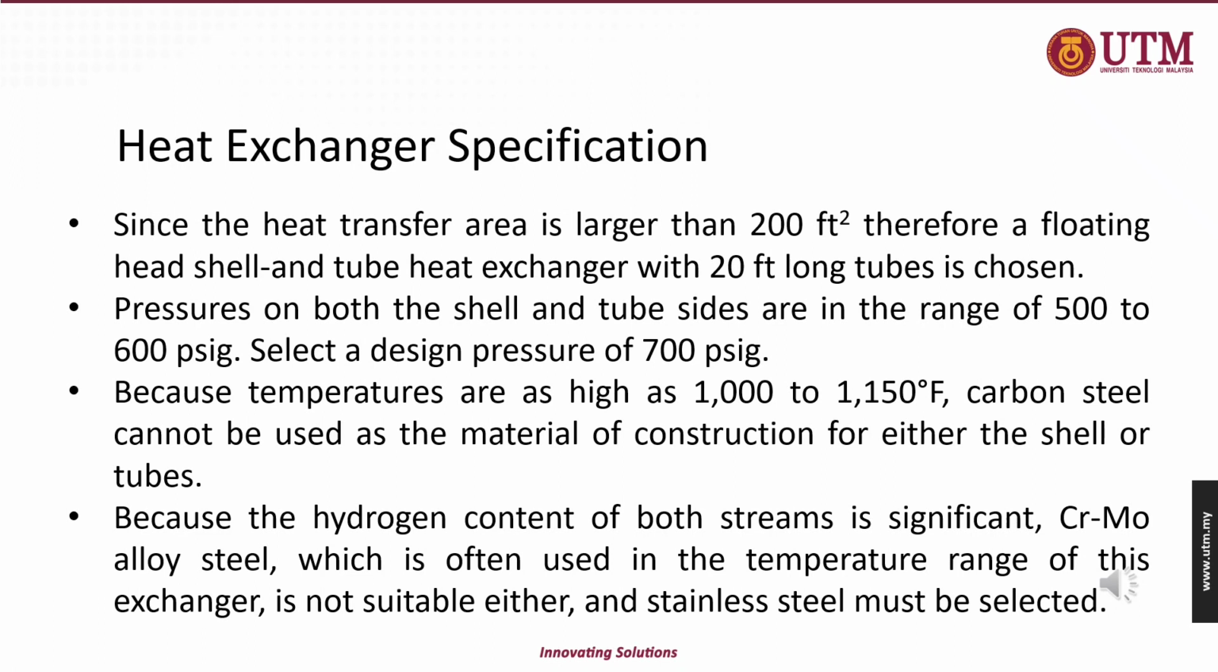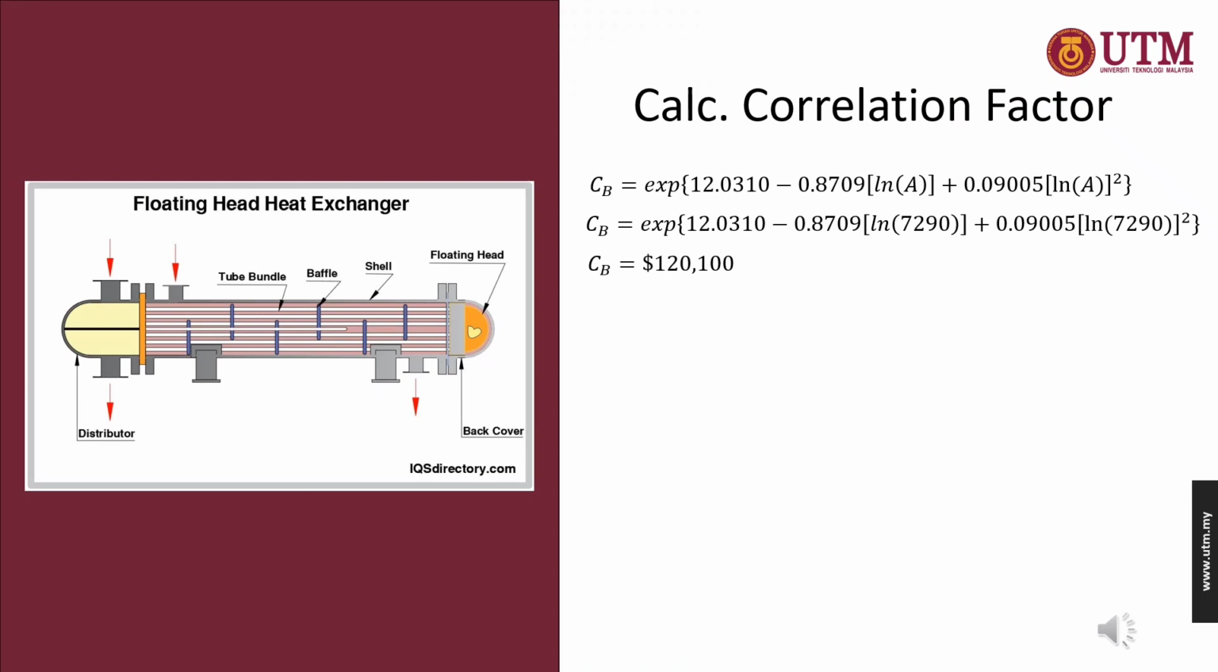Because the hydrogen content of both streams is significant, CrMo alloy steel, which is often used in the temperature range of this exchanger, is not suitable either, and stainless steel must be selected. As you can see, the picture is a floating head heat exchanger. The base cost CB can be calculated by using the formula, and the answer for CB is $120,100.